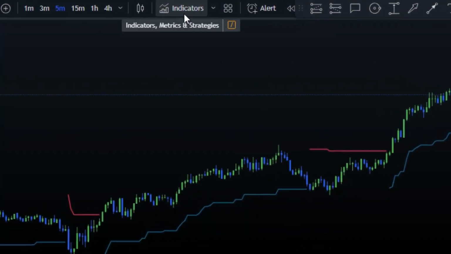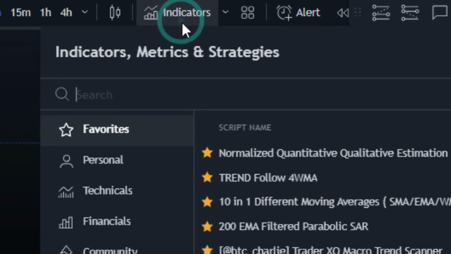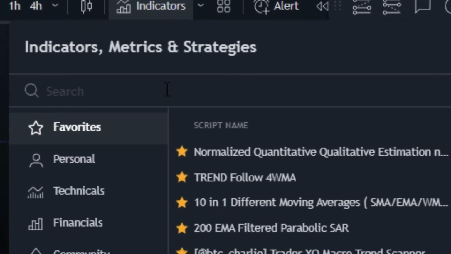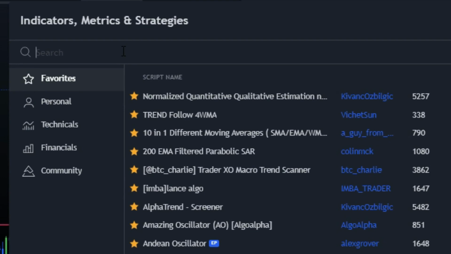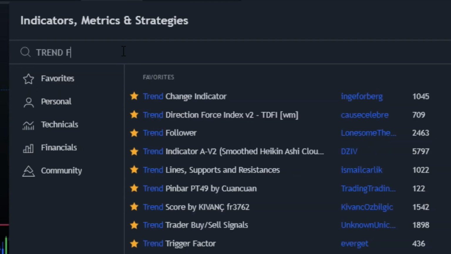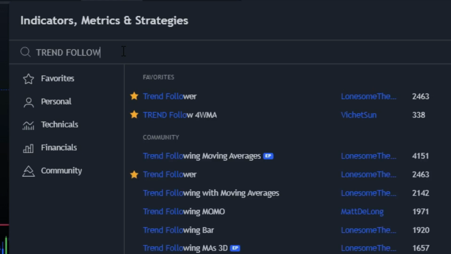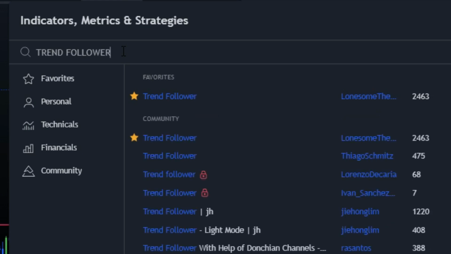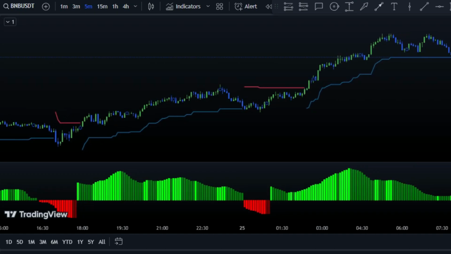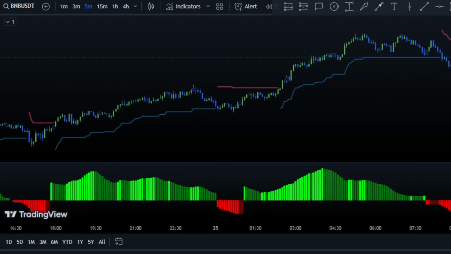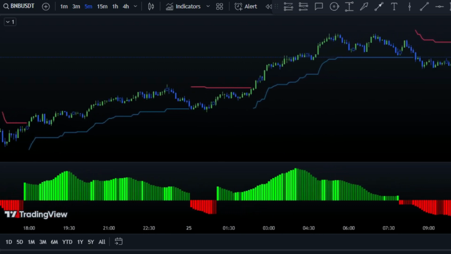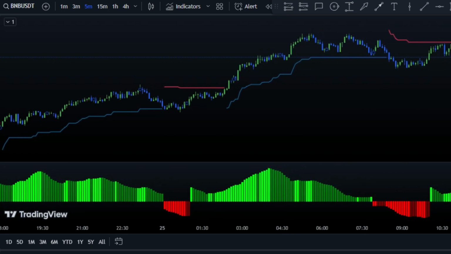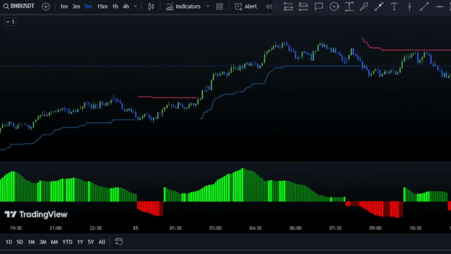Now let's add the second indicator called Trend Follower to our TradingView chart. To do this, head over to the indicator section and in the search tab type Trend Follower and select it to add it to the chart. Once you've added it to your chart, you'll have an additional tool to help you identify the trend and filter out any counter-trend signals generated by the ATR Plus Trailing Stop indicator.